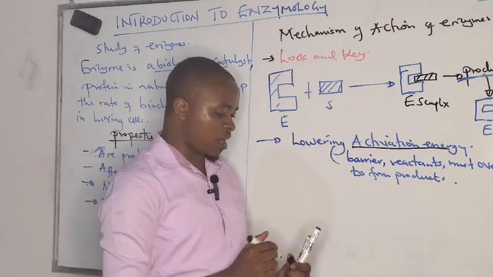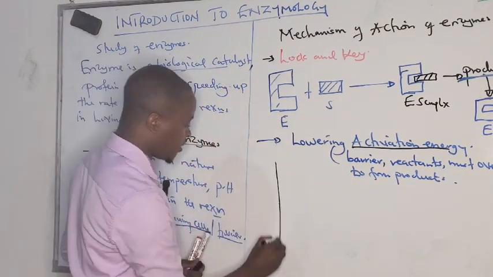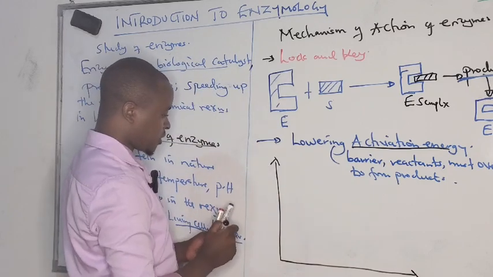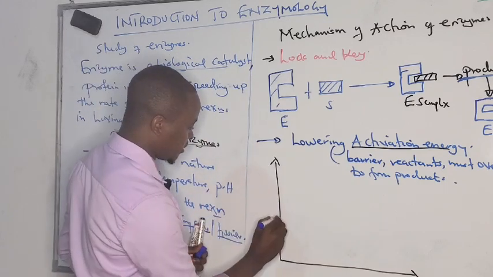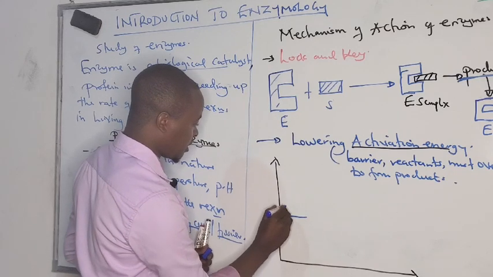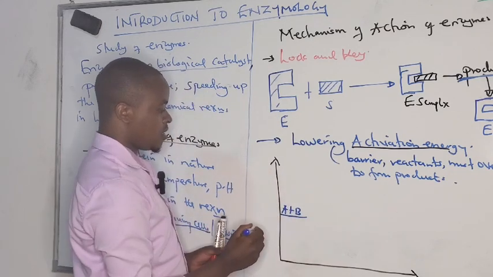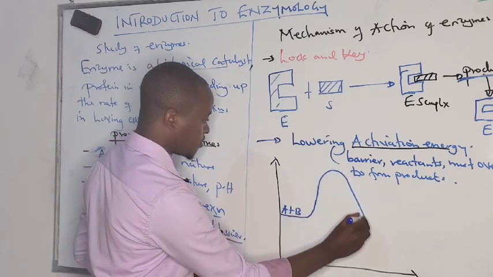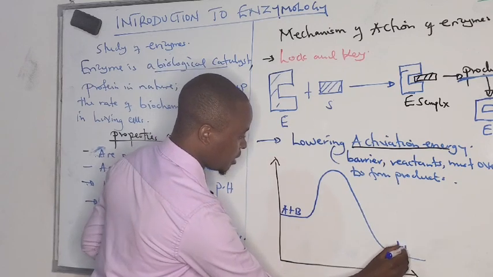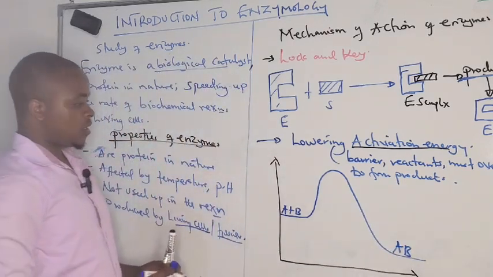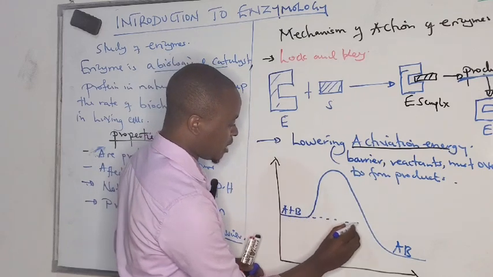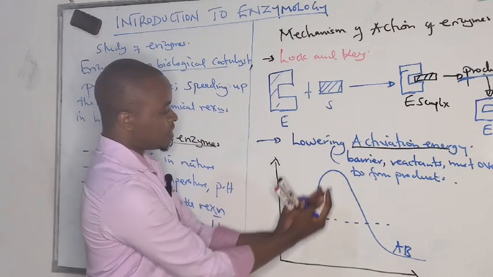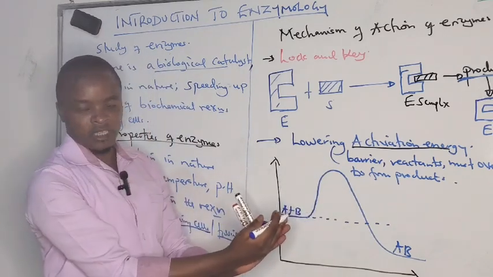I can present it in a graph form. If I have a graph like this, and we see on this graph, we have reactants A plus B, that before they form products, they must overcome an energy barrier. Before they form product AB, we need to overcome this barrier, which we are calling the activation energy.